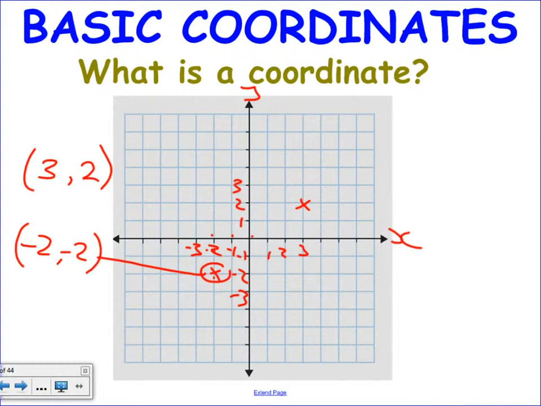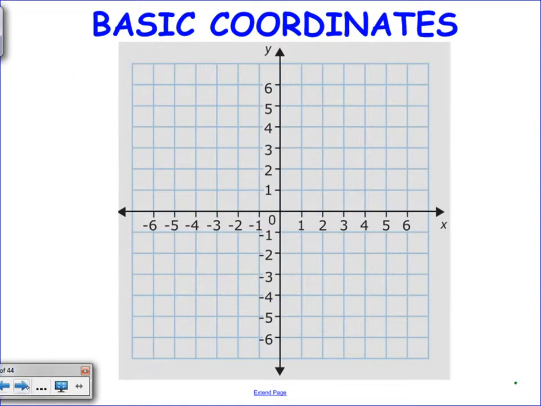So you've got your x-axis first, so you decide whether you're going left or right. If you're going right, it's positive. If you're going left, it's negative x. And then you have to decide how many up or down. If it's up, it's positive. If it's down, it's negative. Okay? So that's basic coordinates and how you read them.